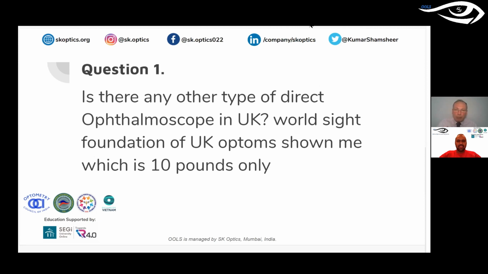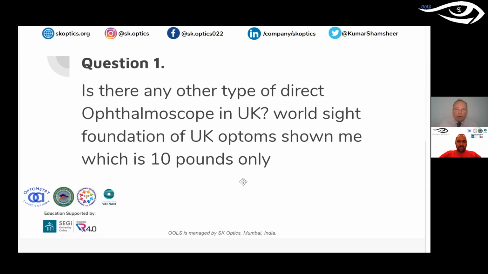That's a reasonable price, more than £10 though, but it's such build quality. I've taken it all over the world, dropped it here, there, and everywhere, and my Heine still works. And if I needed to buy another one, I'd buy the same one. But I'll have to have a look at that one for £10. Wow, that sounds interesting.